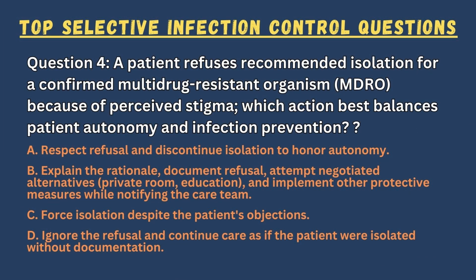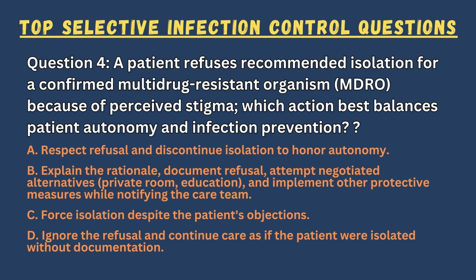Question 4. A patient refuses recommended isolation for a confirmed multi-drug resistant organism, MDRO, because of perceived stigma. Which action best balances patient autonomy and infection prevention? A. Respect refusal and discontinue isolation to honor autonomy. B. Explain the rationale, document refusal, attempt negotiated alternatives, private room education, and implement other protective measures while notifying the care team. C. Force isolation despite the patient's objections.